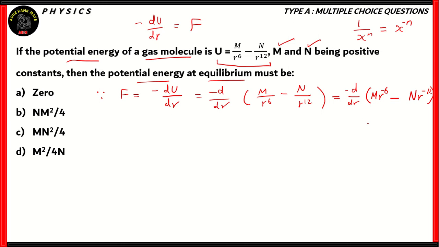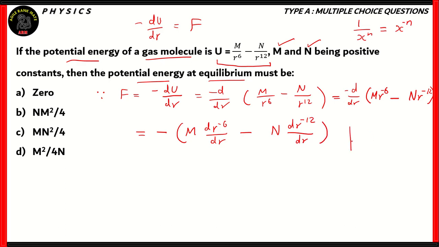So from here on out, let us take the differential to both these stages of the expression. So to do that, let's take negative outside, and since m is a constant, it's not differentiated. So m times d r raised to minus 6 divided by dr, minus, since inside the bracket is still a minus, you have n, which is a constant, taken outside, d r raised to minus 12 divided by dr.